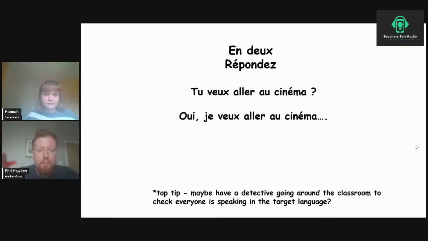Little tip at the bottom, why not have a detective going around the classroom to check everyone is speaking in the target language? Sometimes I like to use those weird multicolored glasses. I'd get them to put those on, and then I'd have that student walking around the classroom, pretending to be a detective to check everyone is speaking in the target language. So just do that for 30, 45 seconds, just to get them speaking out loud.